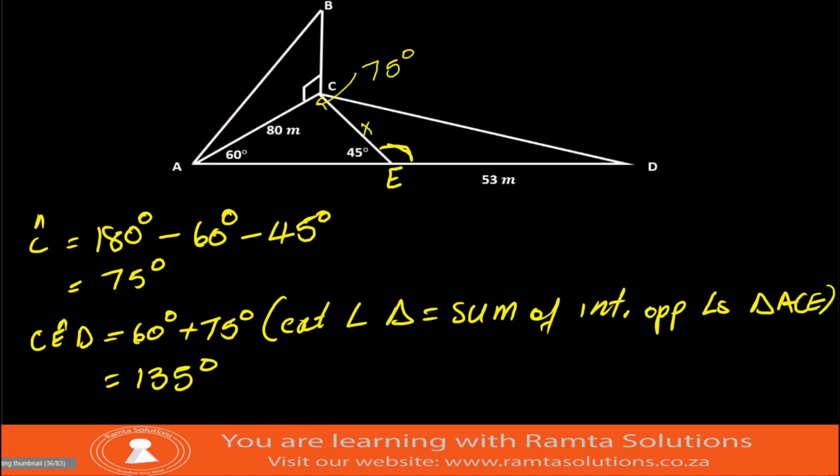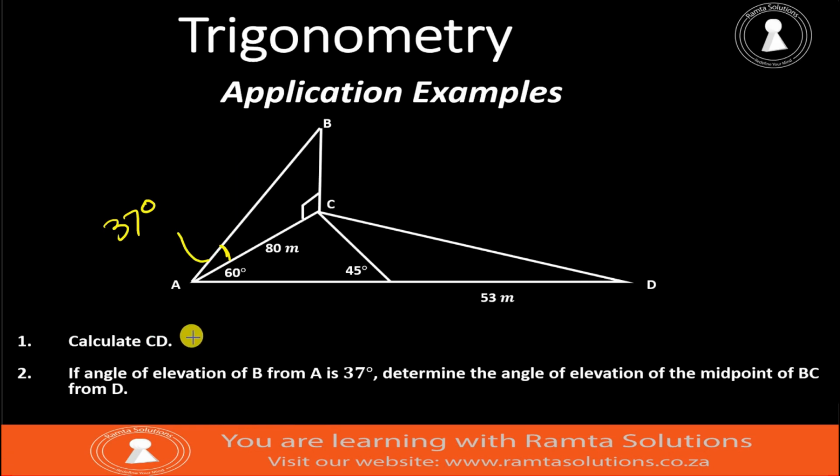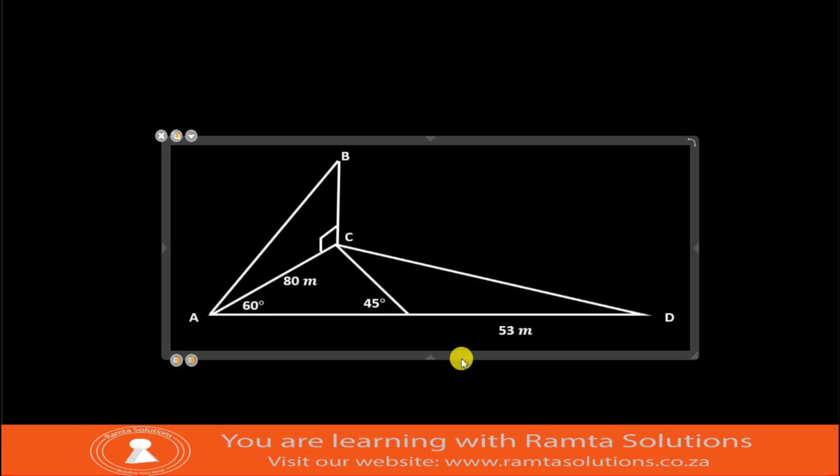Okay, cool, we are done with this part. Now let's look at the second part, which says the angle of elevation of this is 37. Determine the angle of elevation of the midpoint of BC from D. It's okay, we will look at it. Okay, let me paste it.